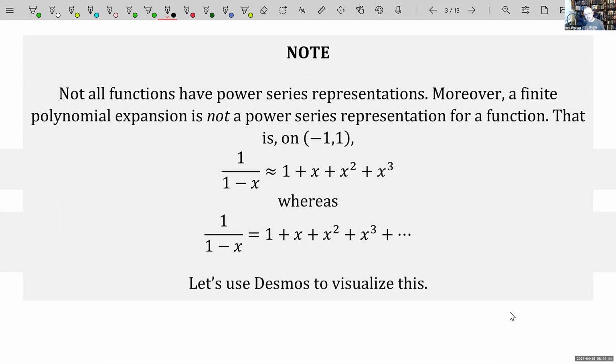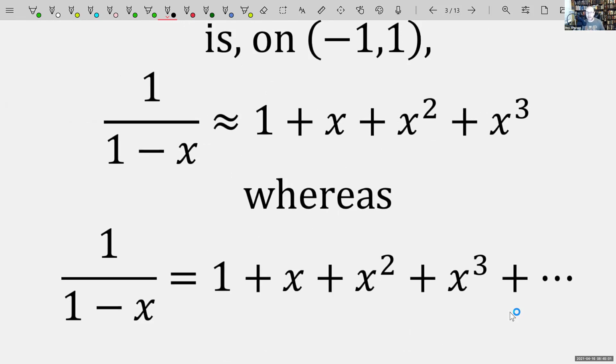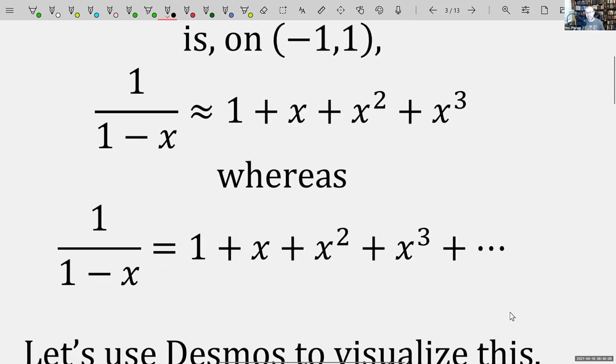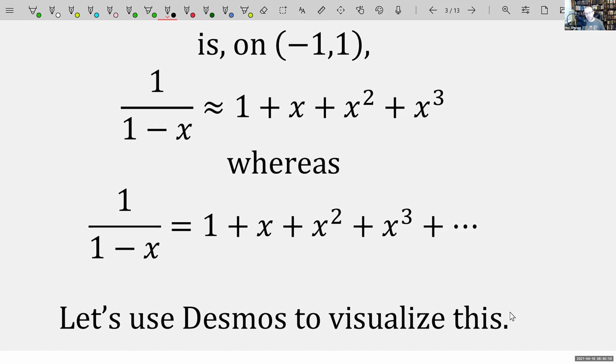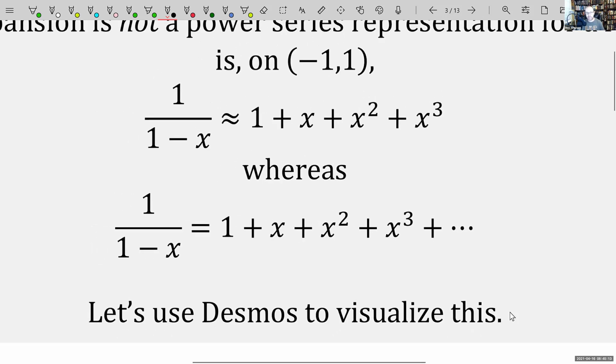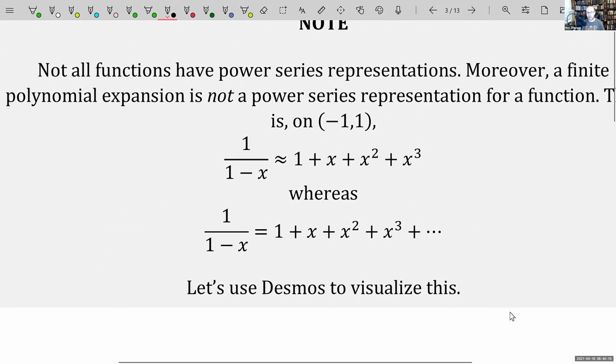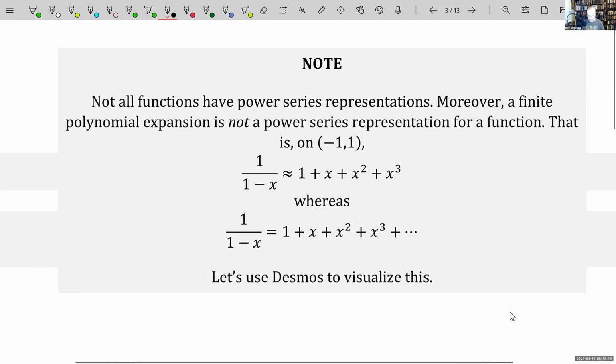Oh, yeah, I should mention this. Not all functions have power series. I think I've mentioned that before, that not every function in this universe has a power series representation. Moreover, a finite polynomial expansion is not the power series representation. That should make sense. That is, 1 over 1 minus x is approximately equal to that third degree polynomial, but it's actually equal to the infinitely long polynomial. Let's use Desmos to visualize this. I will at the end. Actually, we already did, now that I think about it. We already went to Desmos and graphed this specific one.